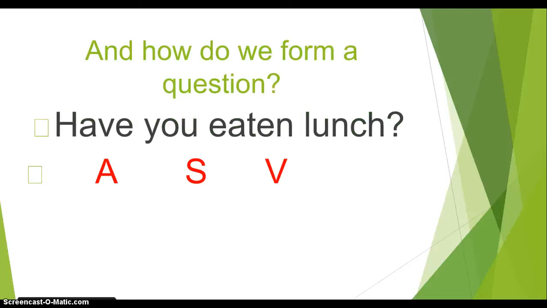So what about when we form a question? Again, the rules are the same. If it's a yes or no question, you just start with the auxiliary. Have you eaten lunch? So we have auxiliary first, followed by the subject, and followed by the verb. And you can see that the verb stays in the past participle form. It does not change to the base form.